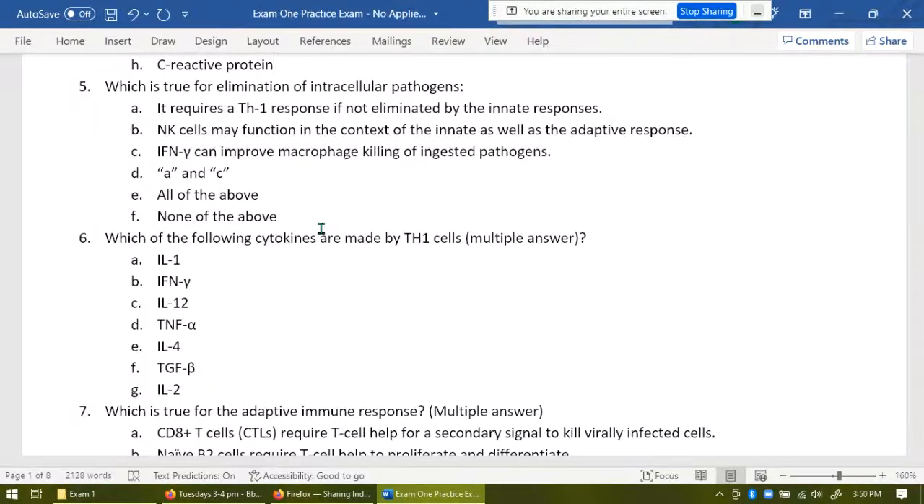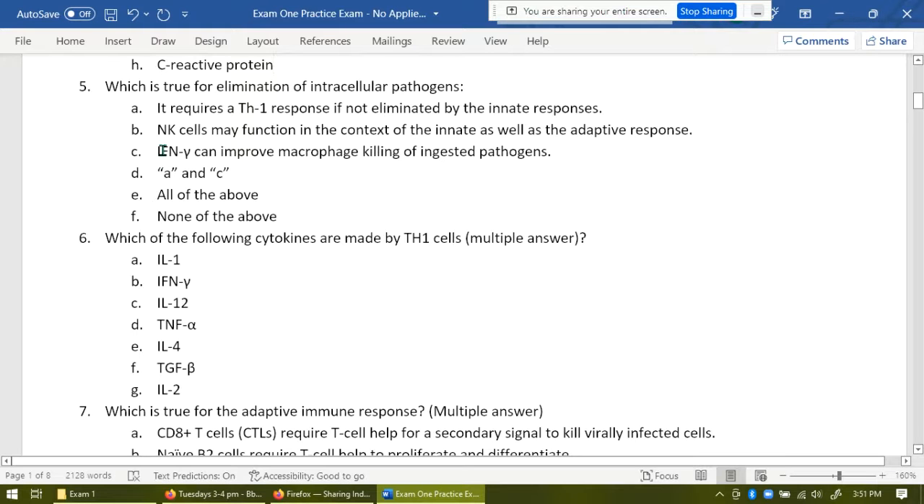It requires a Th1 response if not eliminated by innate responses. That's true. Th1 cells are going to be required for killing intracellular bugs. Natural killer cells may function in the context of innate and adaptive responses. That one is true. Natural killer cells are going to be activated by Th1 cytokines like IL-2, which is going to cause them to grow and proliferate, and tumor necrosis factor.